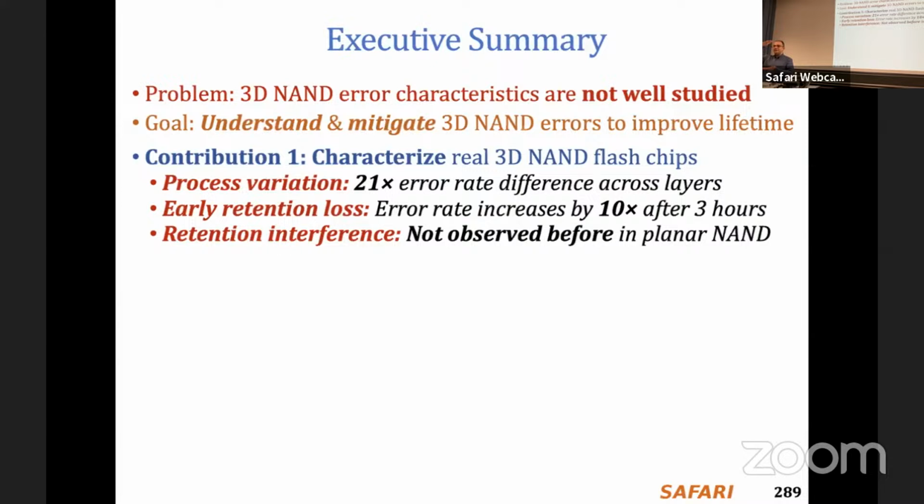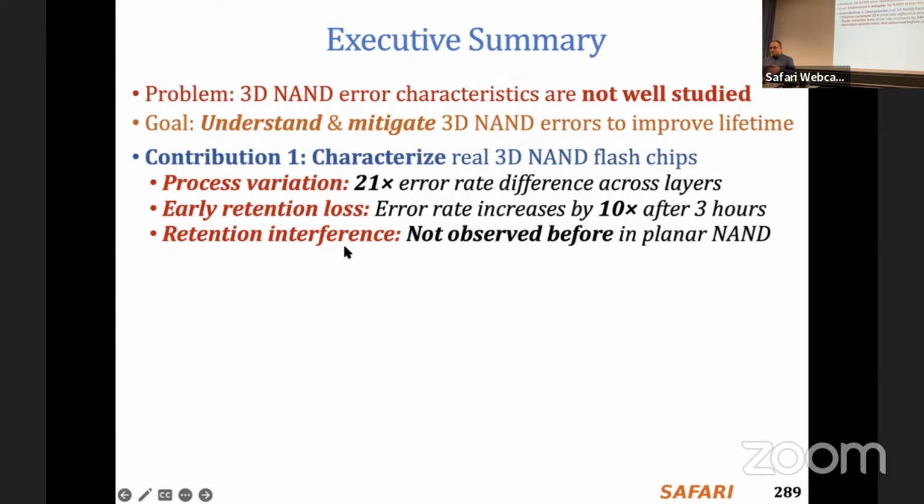Now, since you have different layers, you can see that you have process variation across layers, which is also expected, but it's good that we also get it from these numbers. And we also have this early retention loss. I'm going to show a plot for that. You're going to see that error rate increases by 10 times after 3 hours. This has not been the case for the 2D planar NAND flash chips. And another issue is retention interference, which we have not observed before in planar NAND.